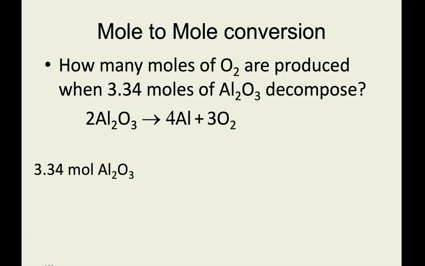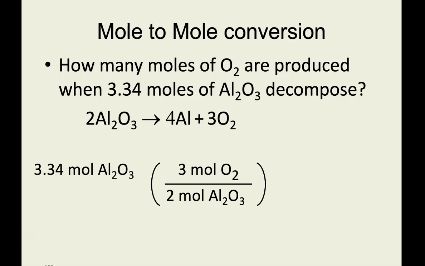So hopefully you started with what you were given and then looked at that equation and came up with 3 moles of O2 equals 2 moles of Al2O3. And so that gives you 5.01 moles of O2. And then, of course, I could easily now figure out the mass. I could use the molar mass of O2, which is 32, to figure out how many grams of oxygen.